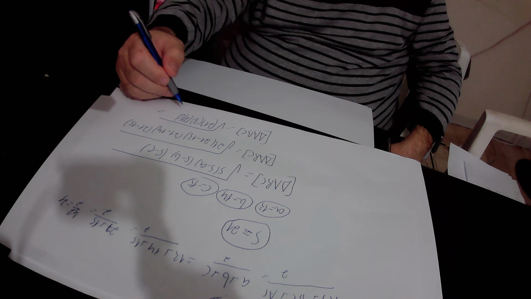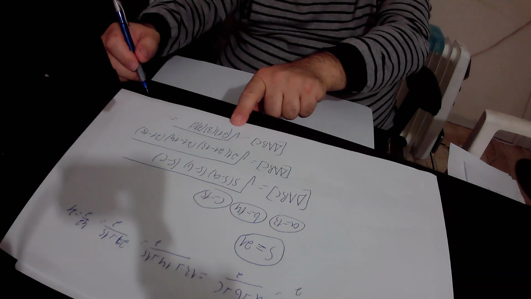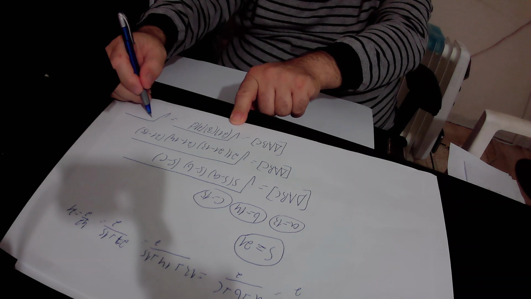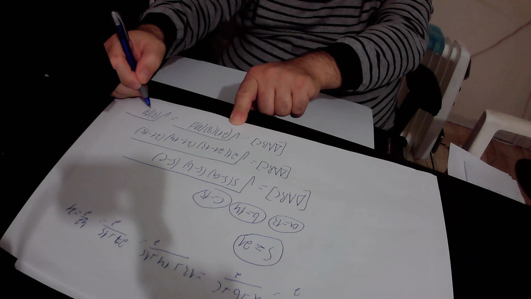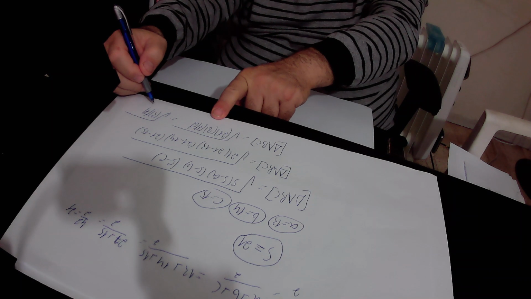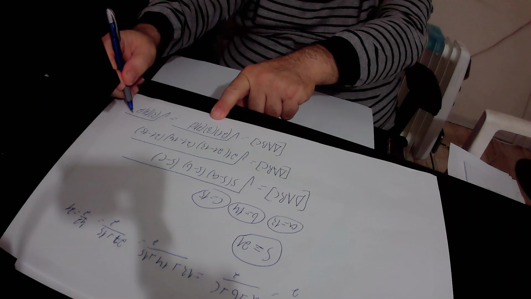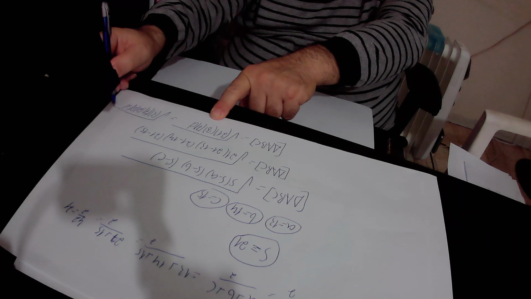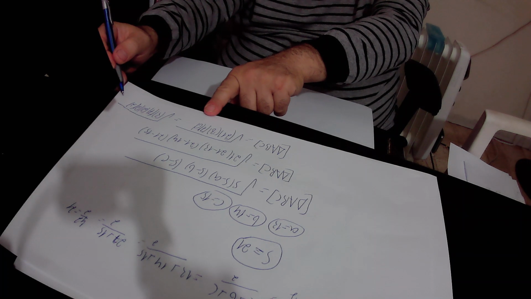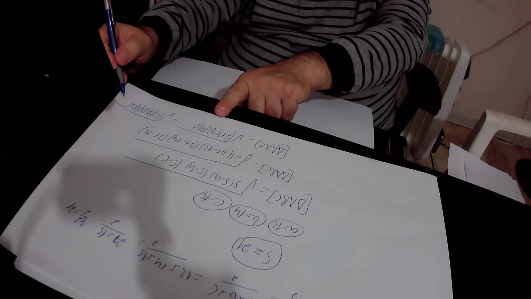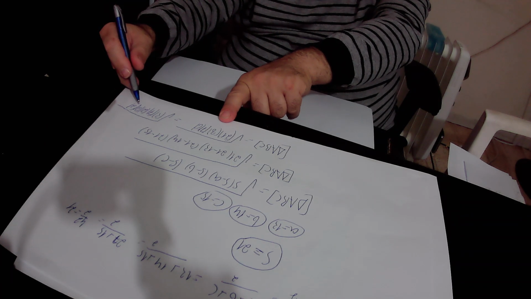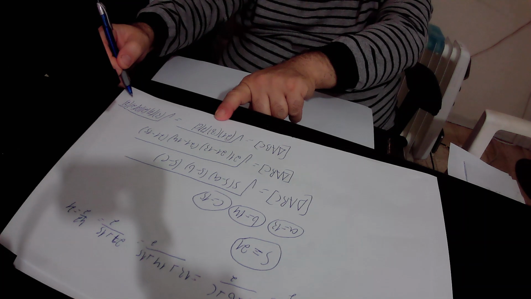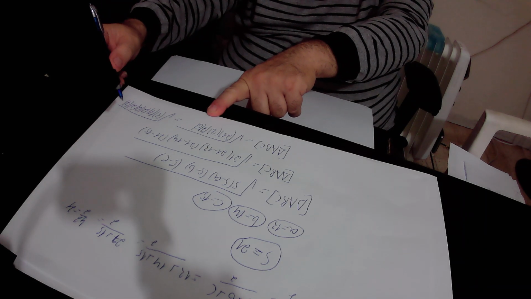Here we substitute 21 by 3 times 7. We substitute 8 by 2 times 2 times 2. Here we have 8, it is 2 times 2 times 2 times 7. And we substitute 6 by 2 times 3.